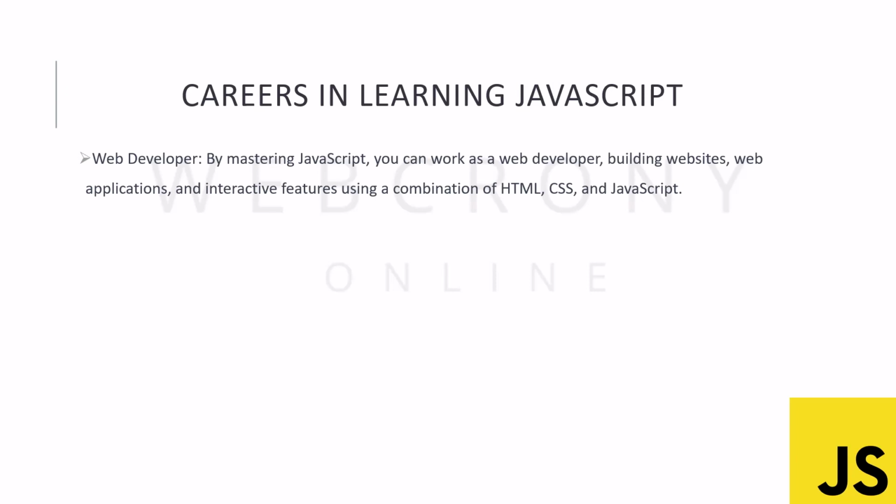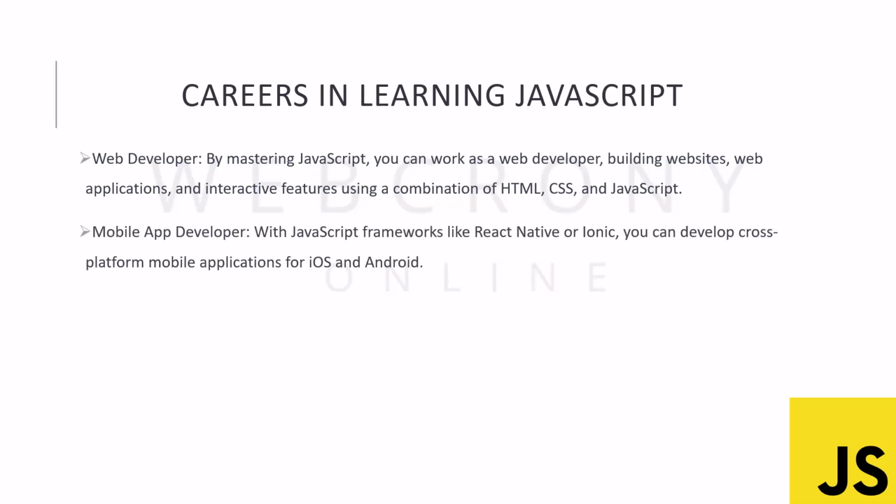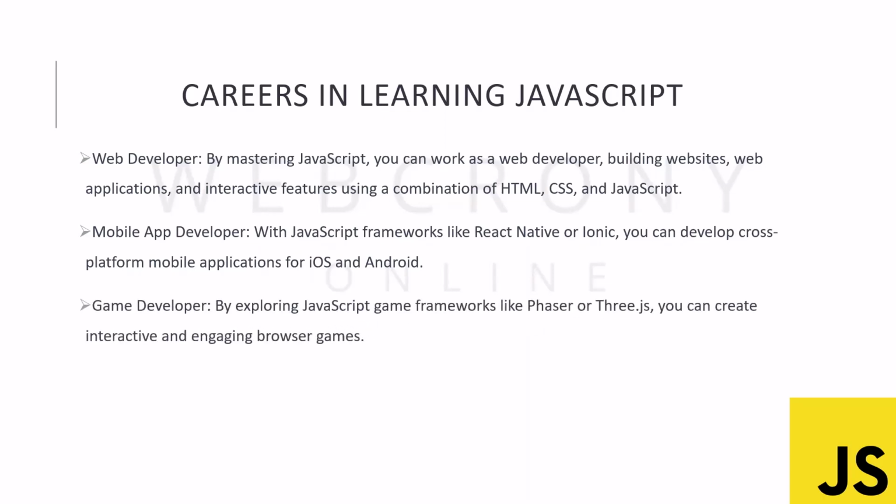With a combination of your skills in JavaScript with HTML and CSS, you can become a web developer, where you can build websites and web applications. What I mean by web application is applications that can be accessed through browsers. Now the next thing is that you can become a mobile developer or a mobile software developer, where with frameworks such as React Native or Ionic, you can create a mobile application that can run on both iOS and Android. The next thing is that you can become a game developer.